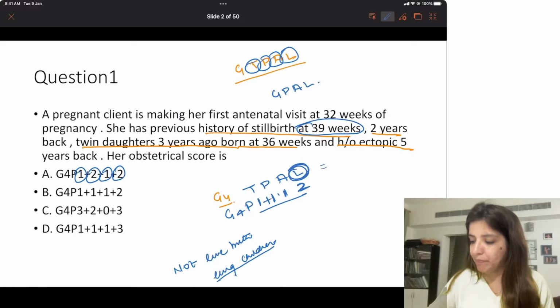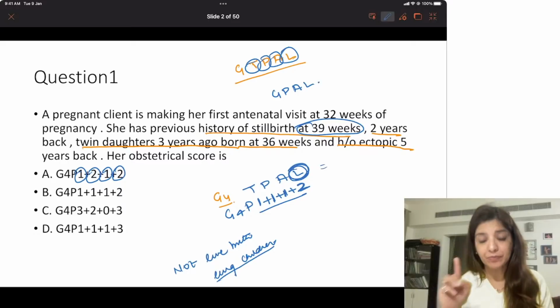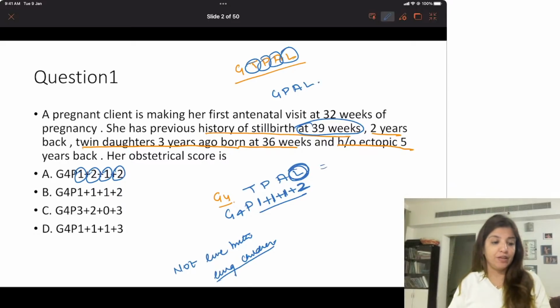P1+1+1+2. Are you understanding? This is the GTPAL system. Please do not confuse. This is a very, very basic MCQ.